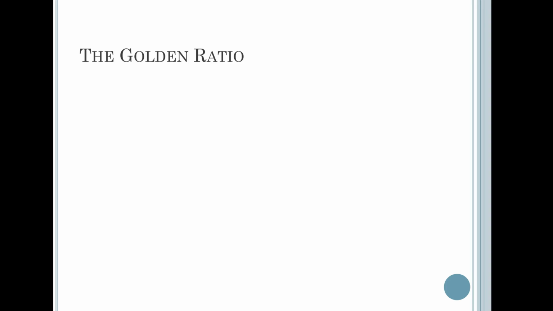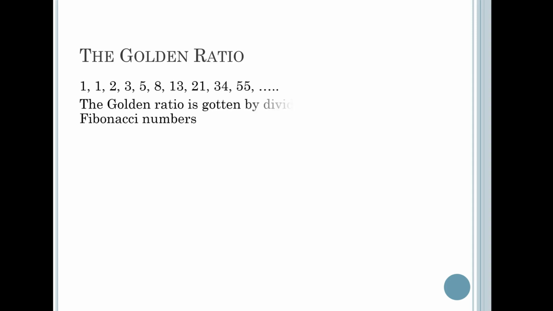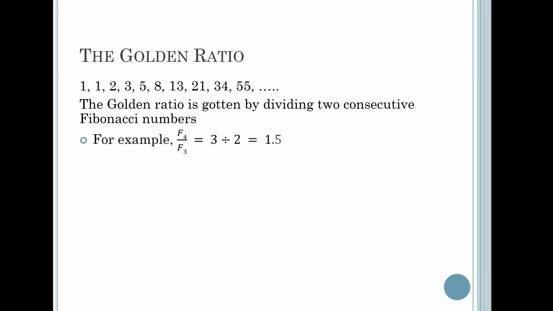So now I'm going to talk about the golden ratio. If we take the Fibonacci numbers and divide 2 consecutive Fibonacci numbers, that means Fibonacci numbers that are one right after the other. For example, if we do F4 divided by F3, that's 3 divided by 2, we get 1.5. Let's see what F4 is, the 4th Fibonacci number: 1, 2, 3, 4. So that's 3. And then F3 is the 3rd one: 1, 2, 3. So that's 2.